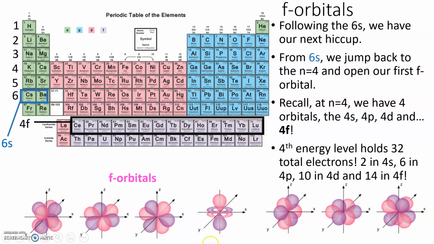electrons in the 4f. If you look at these different orbitals here, there are 7 different orbitals. So yes, that also means you have to draw 7 blank lines when you're doing orbital notation for an f orbital. So that's 14 electrons you put into an f orbital. That's 32 total electrons you can put onto the 4th energy level.